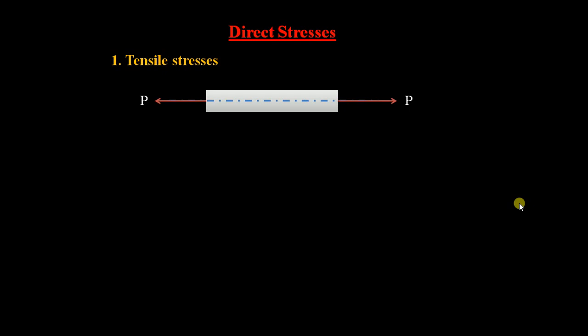At the ends I have applied two forces which are trying to elongate the body. Try to observe these two forces I have represented: they are acting along the axis. That means these two forces are in line with the axis of the member. So this is only the direct loading condition. That is why tensile stress comes under direct loading condition, that is, as direct stress.